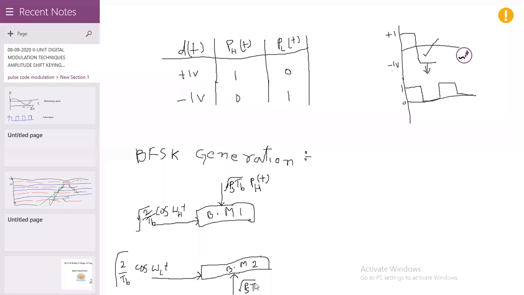Root of PS TB PL of t. Okay. Then these two outputs are inputs to the adder. Here we use this as an adder. The output of the adder is the BFSK signal. Okay, please note down this.